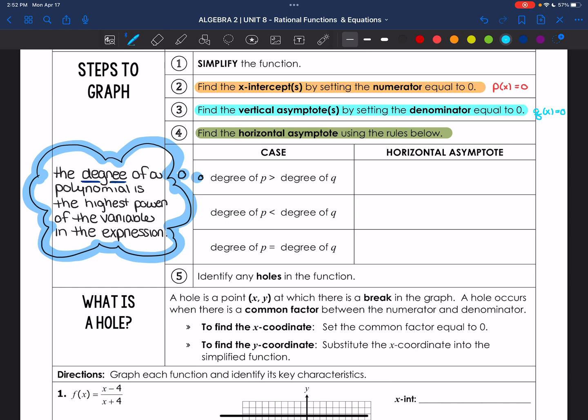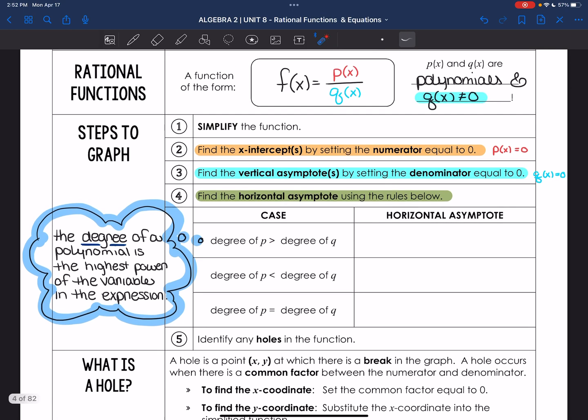Now, in order to understand these rules, we need to remember what is meant by the degree. The degree of a polynomial is the highest power of the variable in your expression. So if you have a higher power for p, which is in the numerator, than the degree of your denominator, this is going to indicate that there is no horizontal asymptote.